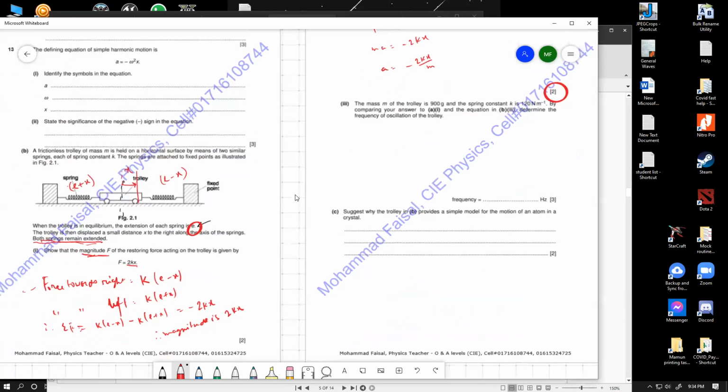Sita also suggests why the trolley in B provides a simple model for the motion of an atom in a crystal. Suggest why the trolley in B provides a simple model for the motion of an atom in a crystal. So this is actually a bit far apart from the simple harmonic motion chapter, but it's a good question.